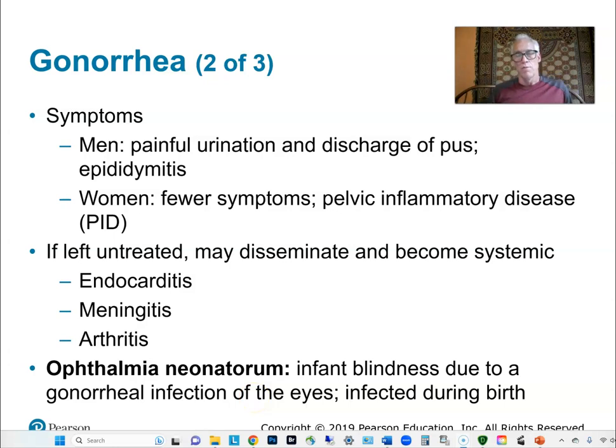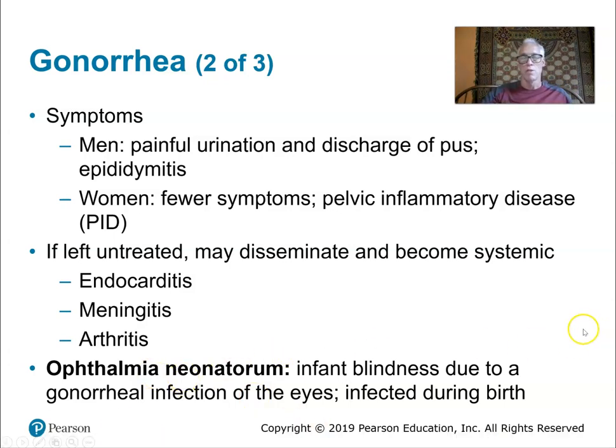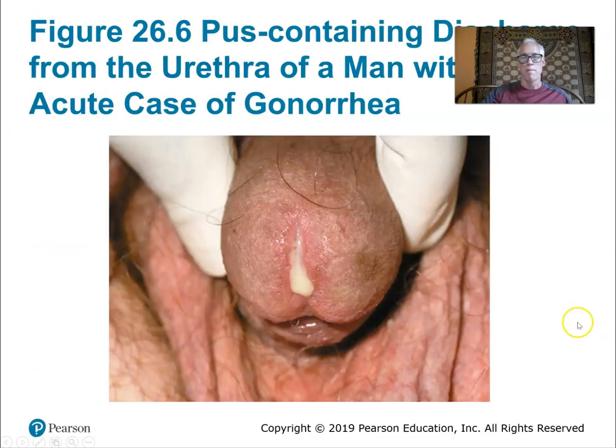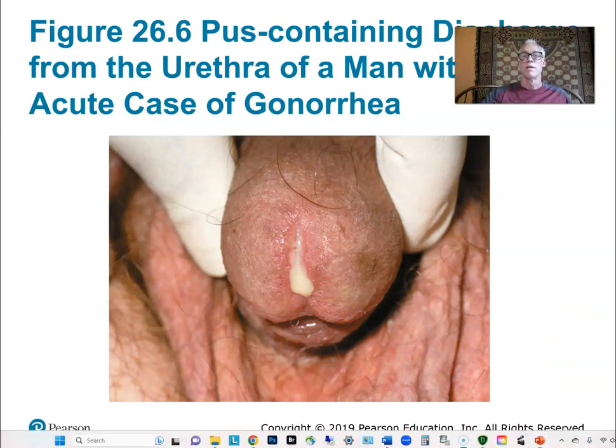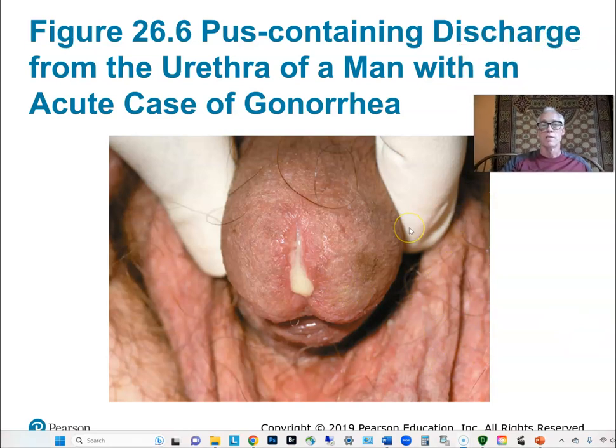So, as we've probably mentioned before, at birth in this country, as much as possible, all babies are immediately treated as soon as they come out of the birth canal with antibiotic eye drops to prevent that from happening. There's a picture of a little bit of pus discharge from the penis.